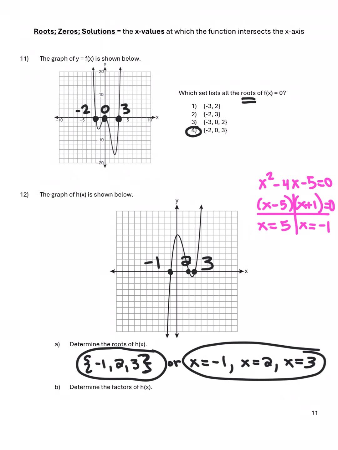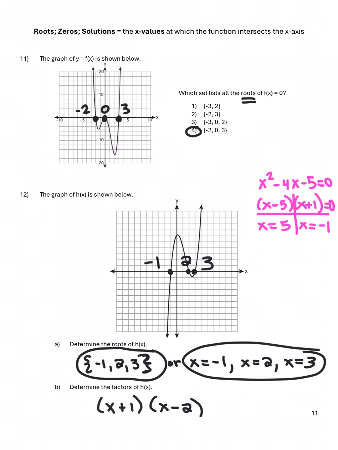Well, let's go back to our problem now. If we know that these are our roots or our zeros or our solutions, wouldn't the factors have the opposite sign, right? So if we have x equals -1, wouldn't the factor that corresponds with that be x plus 1? It's going to have the opposite sign. If we have a zero or a root at x equals +2, wouldn't the factor have the opposite sign? Wouldn't it be x minus 2?